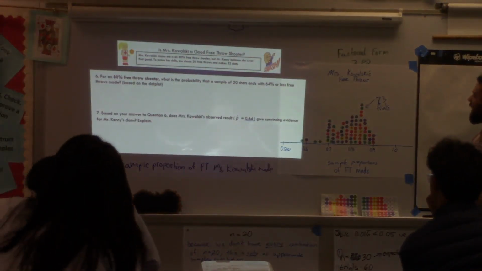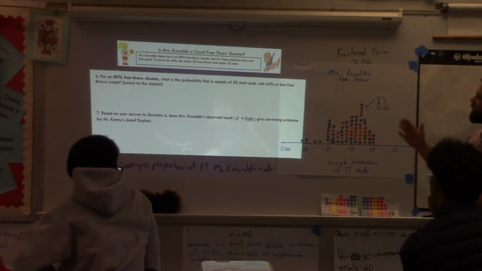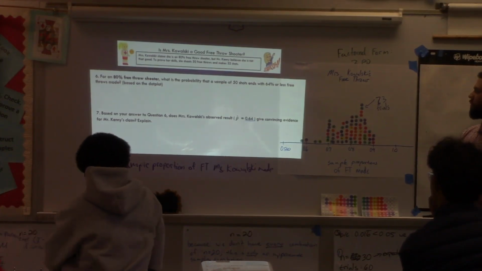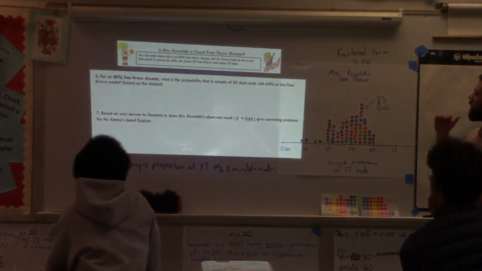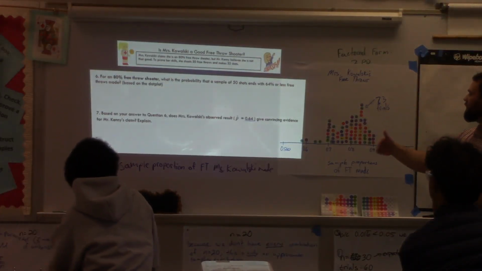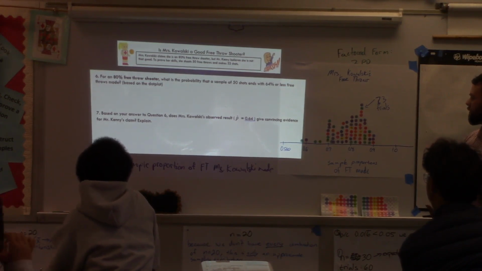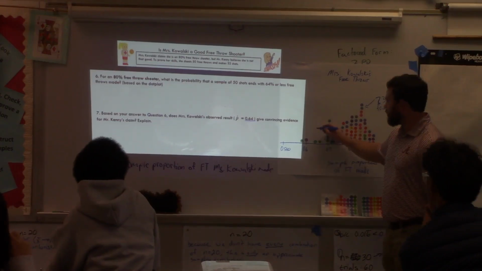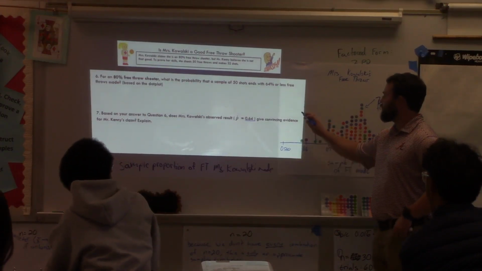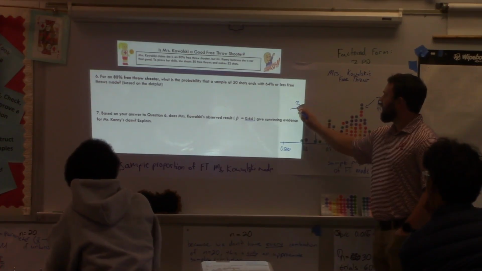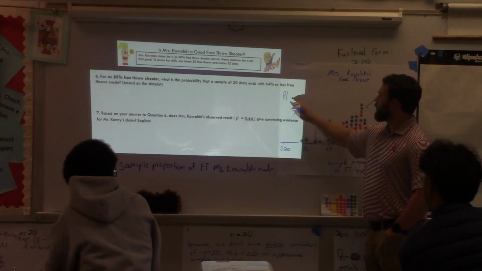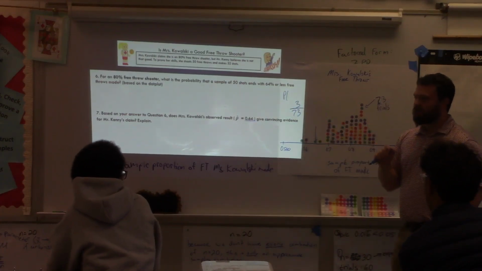So we have 73 trials here though. If she is an 80% free throw shooter, what is the probability that a sample of 50 shots ends with 64% or less free throws made? Notice there's 3 that are 64% or less, so 3 out of 73 equals... Now, I want to pause and I want to point out something notationally.